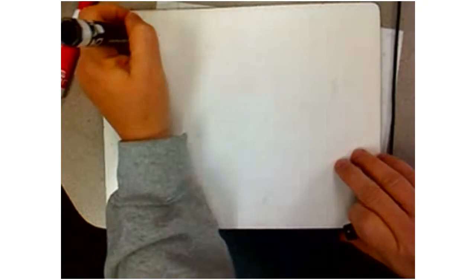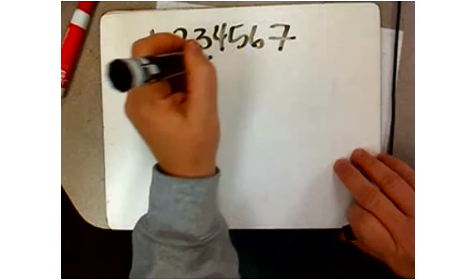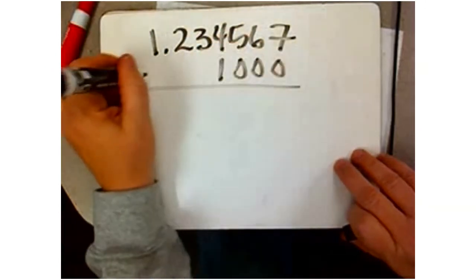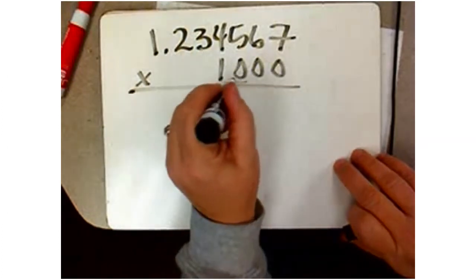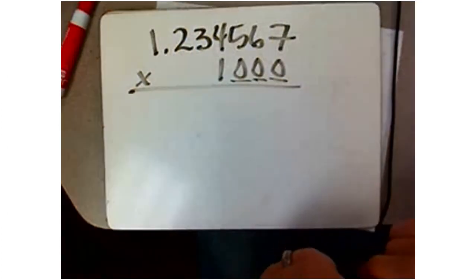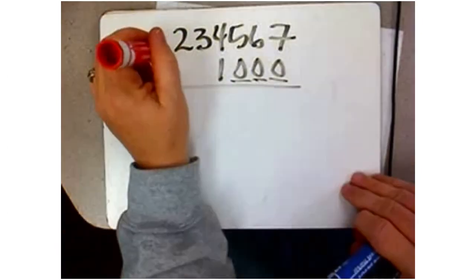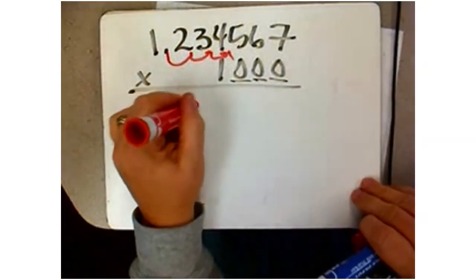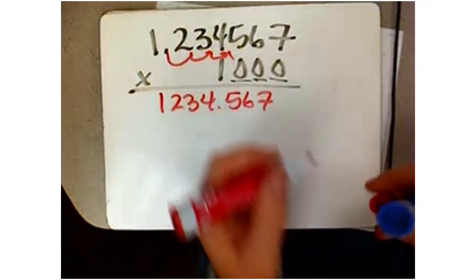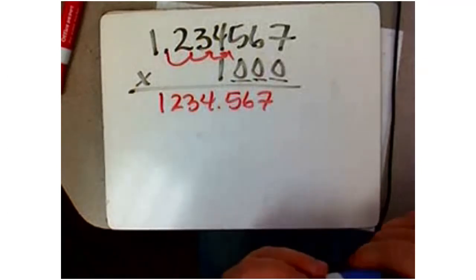Each power of 10 matches a place, doesn't it? So if you had the number 1.23456 times 1,000, right? You don't really need to do all the math. You just go, oh, it's going to get bigger by 3 places because I have 3 zeros, 3 powers of 10. So I'm going to move my decimal 3 places to the right, and my final answer is 1234.56.